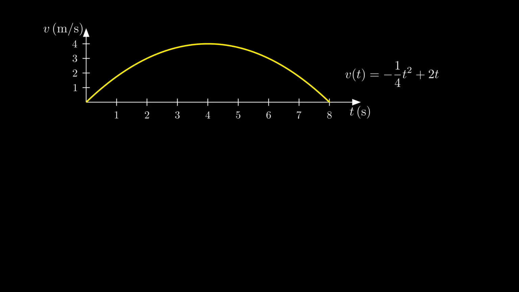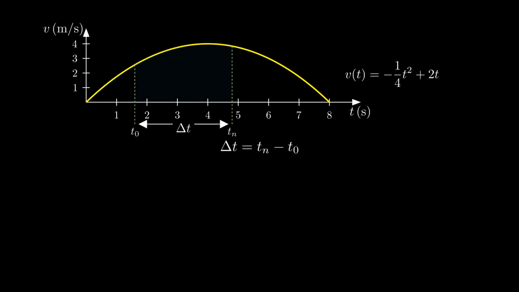We want to be able to calculate the exact displacement, knowing the velocity versus time equation, and to do this we need to connect what we just explored to calculus. To make this connection, I will formalize the notation and generalize the discussion. I will use delta t equals tn minus t0 to represent the entire time interval for which we are trying to estimate the displacement of the car.